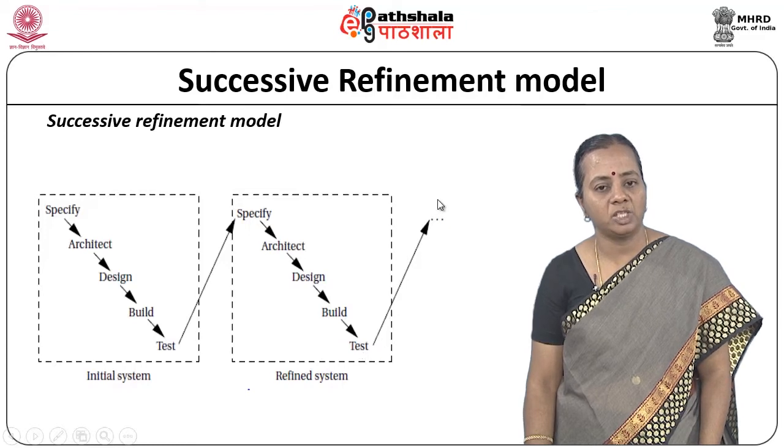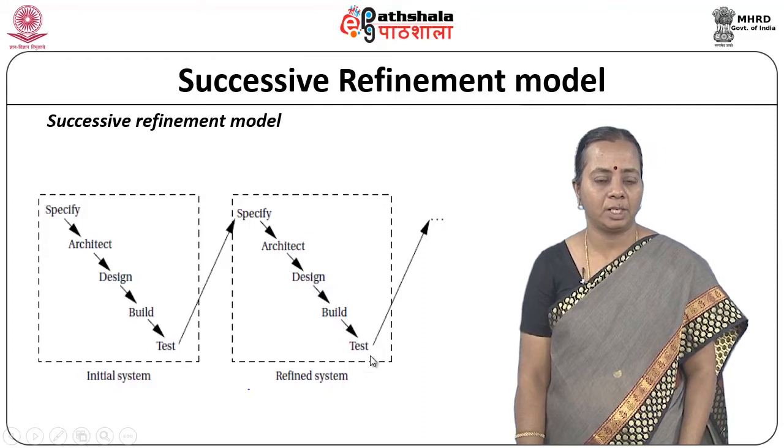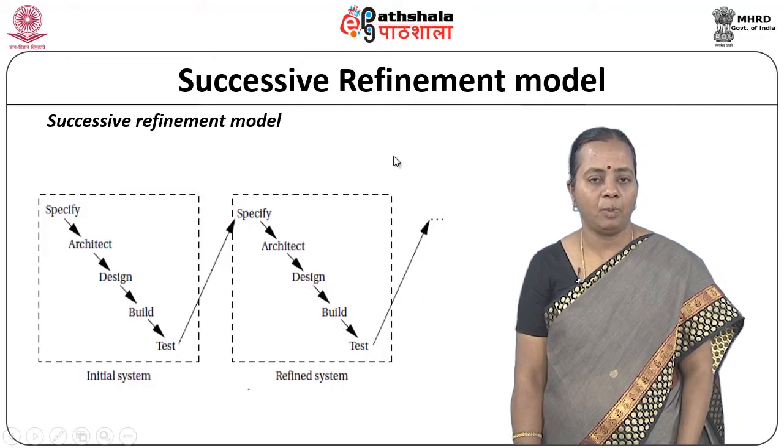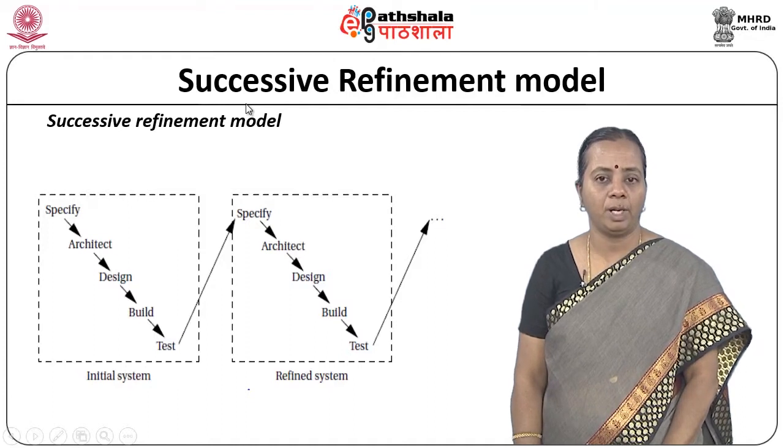Again the specification is modified, and again it goes through the same kind of cycle: the specification is modified, then the architecture is modified, the design is modified, so that we will build a new system and it will be under test. So when you are looking at a model, it is successively refined and we will get a best model. That is why this is called the successive refinement model.